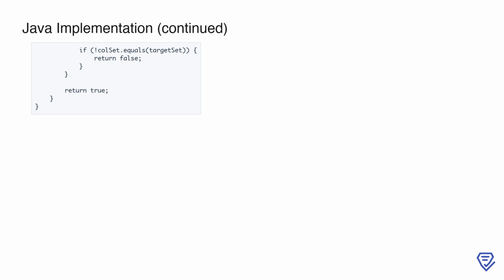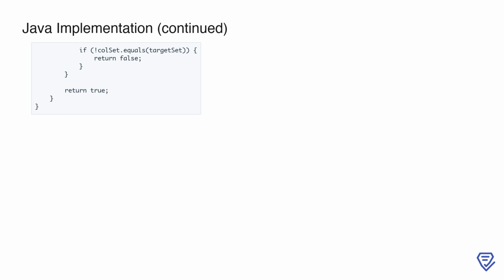After validating all the rows, we move on to checking the columns. For every column index from 0 to n-1, we initialize a new set to capture the unique numbers in that column. By iterating through each row of the grid, we extract the element at the current column index and add it to the set. Once all elements of the column have been processed, we compare the column set to the target set. If the two sets are not equal, it means the column does not contain all numbers from 1 to n, and we return false.